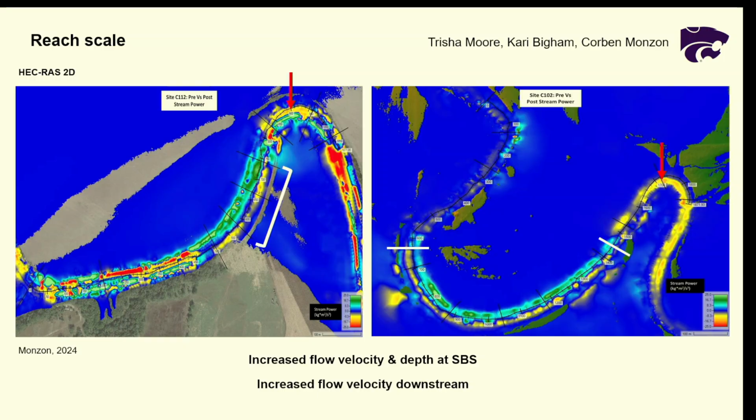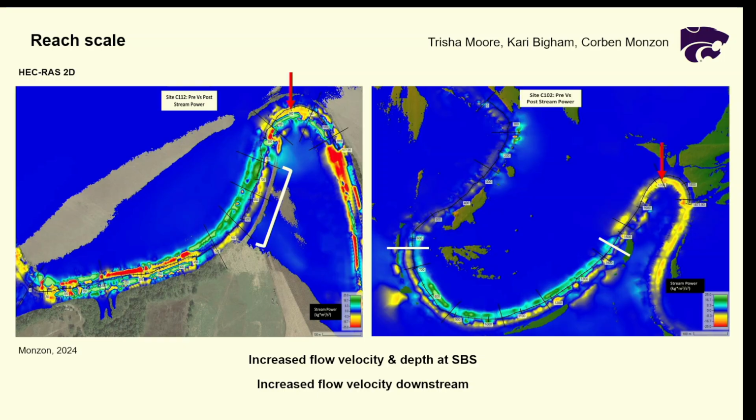What about if we think about the reach scale? So thanks to Tricia and Carrie and Corbin from K-State, Corbin did this HEC-RAS modeling for his master's degree. So these are two sites on the Cottonwood, C112 on the left, C102 on the right. The white bracket there on the left is where the stabilized portion of the bank was. And you can see that kind of like yellow color there. So this is showing the difference in stream power between before and after construction. So that yellow band there is an increase in stream power, and that just happens to be right where you typically see the kind of erosion immediately above the bank toe protection.